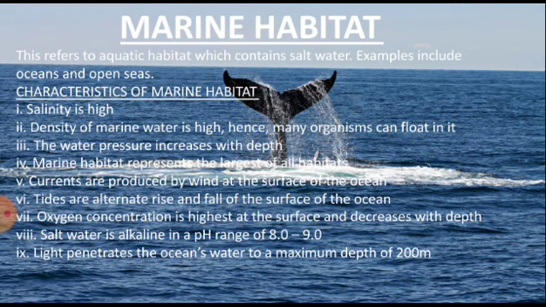The oxygen concentration is highest at the surface and decreases with depth. The reason for this is the light intensity at the surface. The light intensity is at the highest, and as you go deep into the ocean, there is a decrease in the amount of light intensity. Salt water is alkaline in a pH range of 8 to 9.0. And light penetrates the ocean's water to a maximum depth of 200 meters.